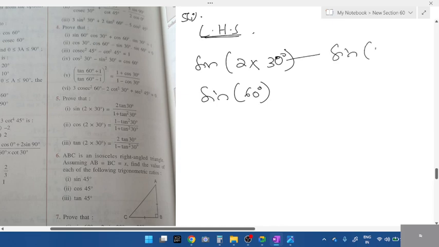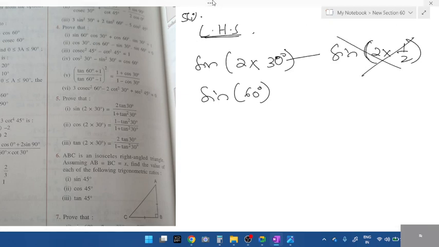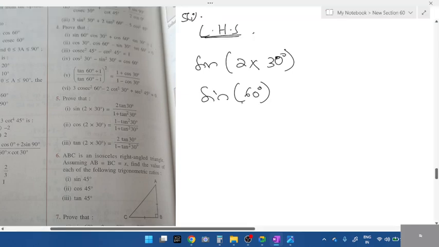You're not supposed to write sine 2 into 30 degrees. You can't write 30 as 1 by 2. Is this correct way to write? Is this correct, students? No. According to board marks, first you have to complete the bracket rule. Sin 60. Now what is sin 60? How much is sin 60? Root 3 by 2. Left hand side is that.